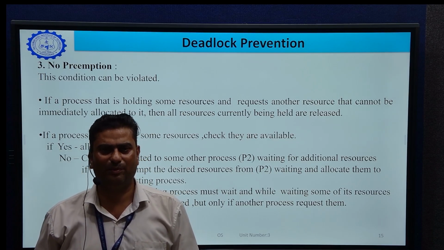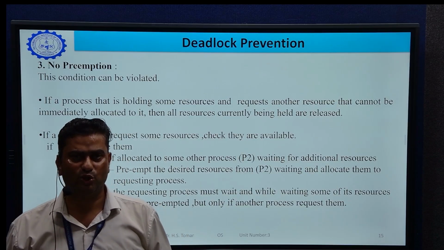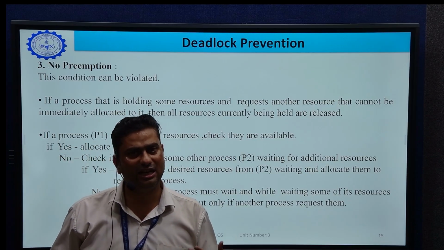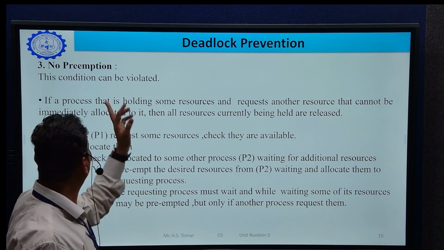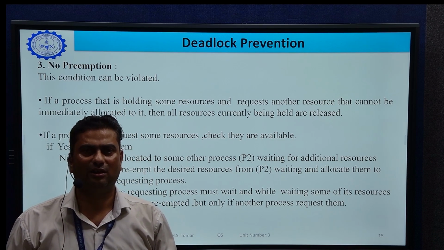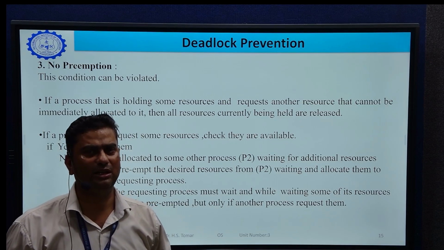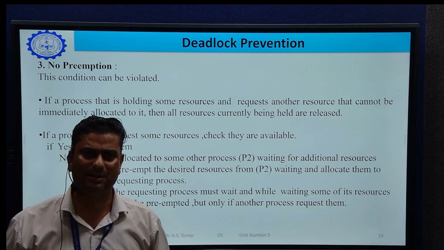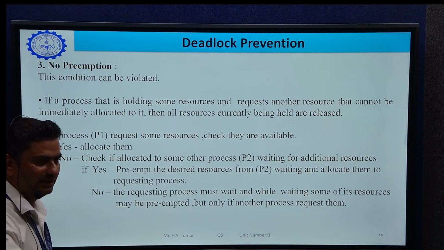If a high priority process such as a kernel process or system process can forcefully preempt the resources from a waiting process, that is the meaning of this no preemption violation. That means a kernel process can easily preempt the resources from a waiting process only, but resources cannot be preempted from a running state process. Next slide.